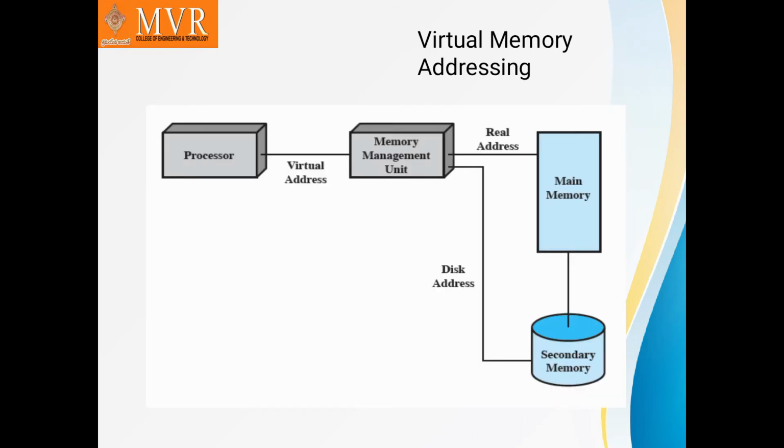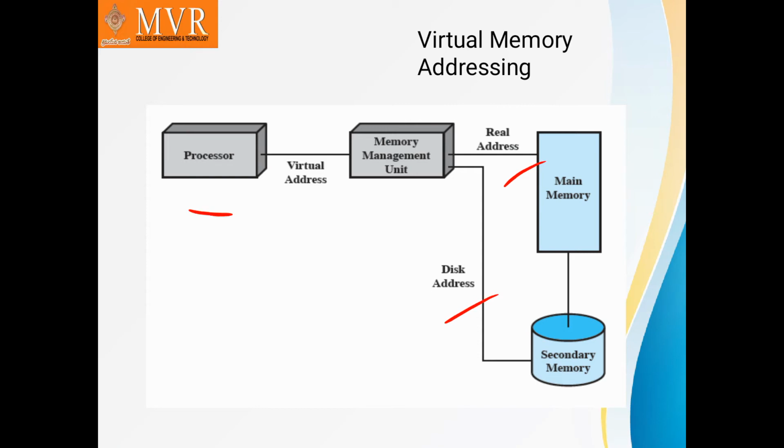See this picture, it is the virtual memory addressing. In this virtual memory addressing, we use the processor, memory management unit, main memory and secondary memory. So the process sends a virtual address to the memory management unit. If it is a real address, it will be moved to main memory. If it is a disk address, which is nothing but a secondary address, it will be moved to secondary memory. Okay, virtual memory addressing means they will check whether it is a real address or a disk address. It is the image.